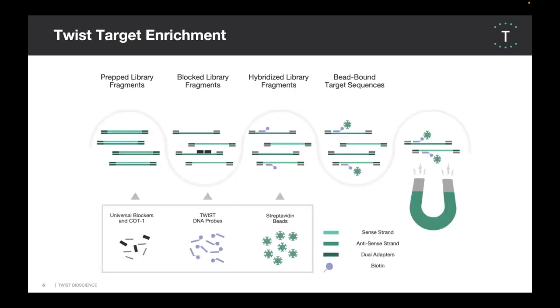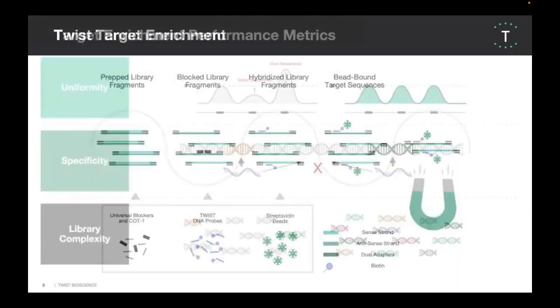The other unique way of Twist target enrichment is that we have all the blockers and probes and beads in our solution. Once you prepare a library, we use blockers to block the adapter sequence and also the repetitive regions. And our probes are biotinylated, so you can use streptavidin beads to capture them using a magnetic bead system. And then after some washes, the library fragments are ready for sequencing.